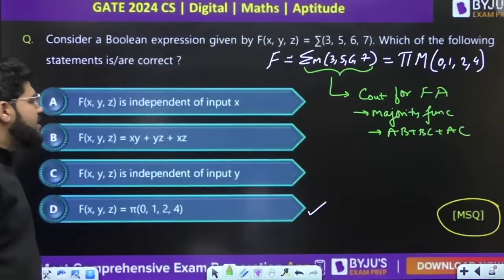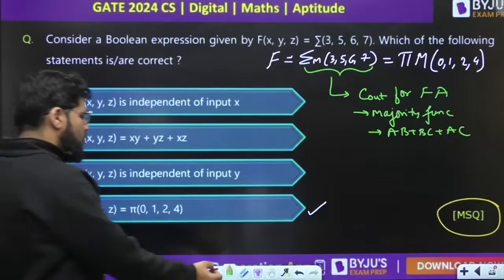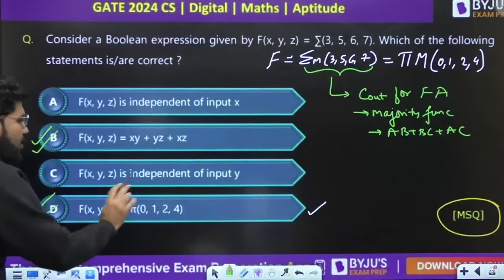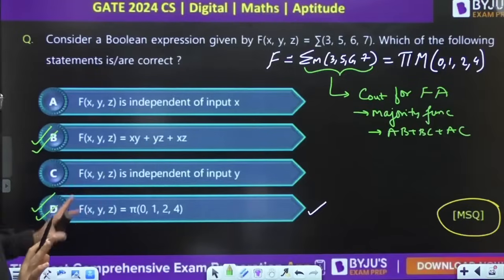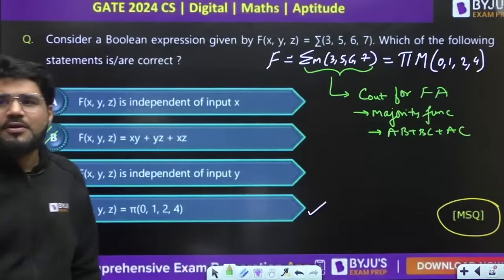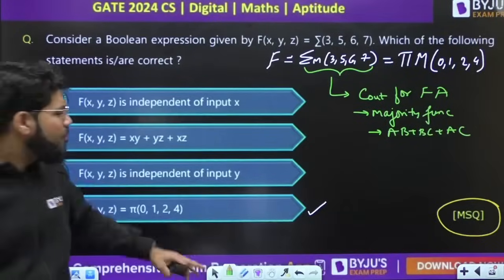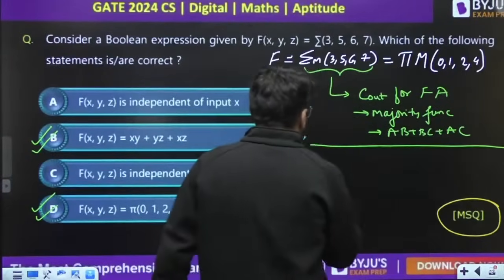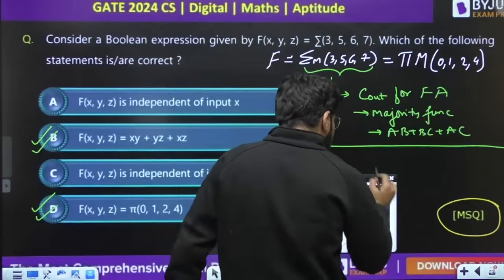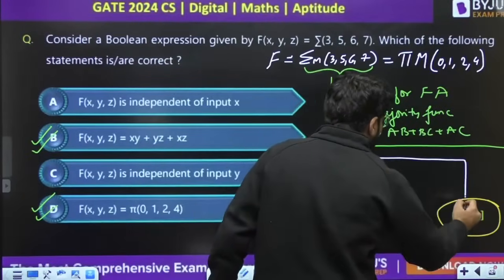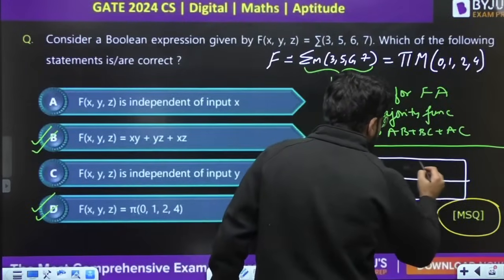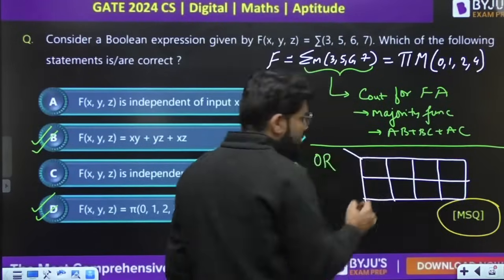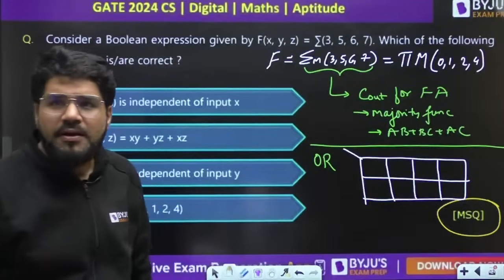So XY plus YZ plus ZX, B is correct. D is also correct, and it is not independent of any of the inputs. It depends on all three. So A and C are wrong. This is what my approach will be. But okay, if you haven't done this, no problem. Otherwise, the K-map is there. That is what I am telling you, how you have to think sometimes, and it is based on an important circuit, the full adder. I am not telling any random circuit.